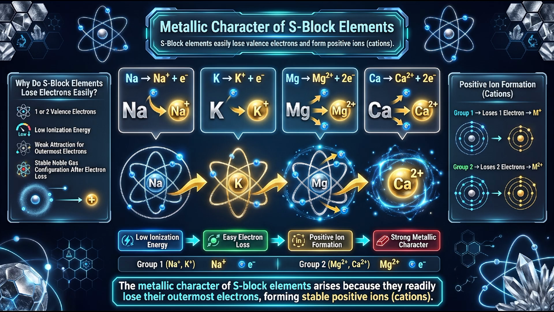The formation of positive ions is one of the most important concepts in chemistry because it explains why S-block elements react with nonmetals to form ionic compounds. For example, Na + Cl → NaCl, Mg + O → MgO, Ca + 2Cl → CaCl₂. In every case, the metal first loses electrons to become a positive ion before combining with a negatively charged ion.